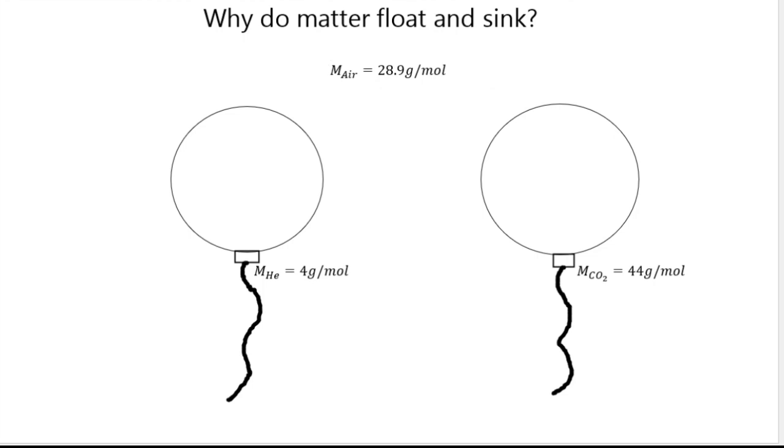Now let's consider this. We have two balloons here, and we have the molar mass of each balloon, the air inside it. This one will float because its molar mass is 4 grams per mole. It will float because it is much less than the molar mass of the air, which is 28.9 grams per mole. So it will float.